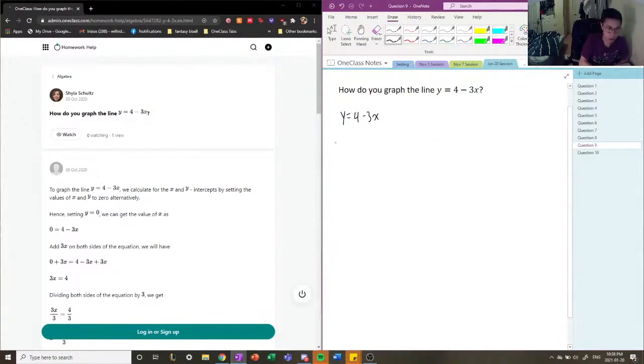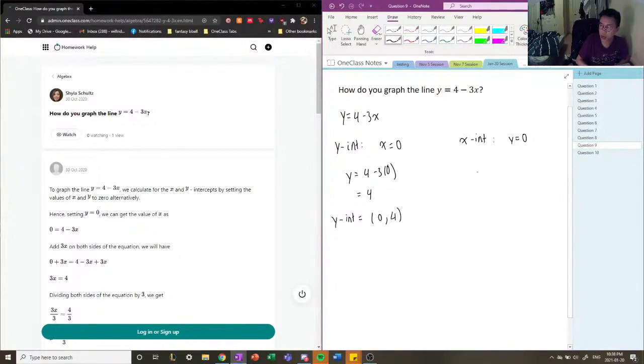So to find the y-intercept, we have to set x equal to 0. If x is equal to 0, y is equal to 4 minus 3 times 0, and y is equal to 4. So our y-intercept is (0, 4).